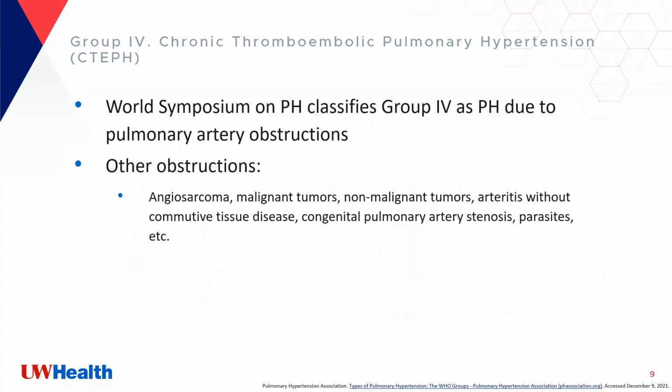The World Symposium on Pulmonary Hypertension classifies this group as pulmonary hypertension due to pulmonary artery obstruction, which is a more broad general term. However, there are many possible causes of this obstruction, but the most common one is thromboembolism, or CTEPH. We will discuss CTEPH in more detail, but as you may all predict, lifelong anticoagulation is indicated for all patients in this group.